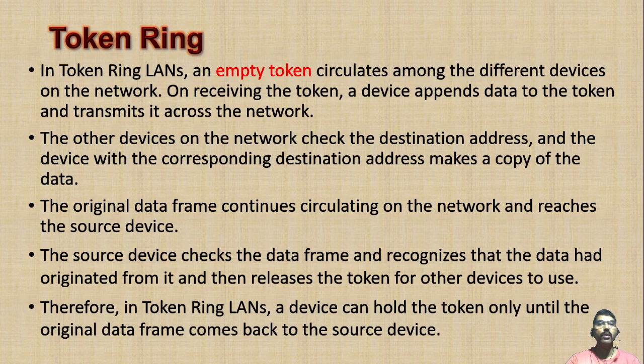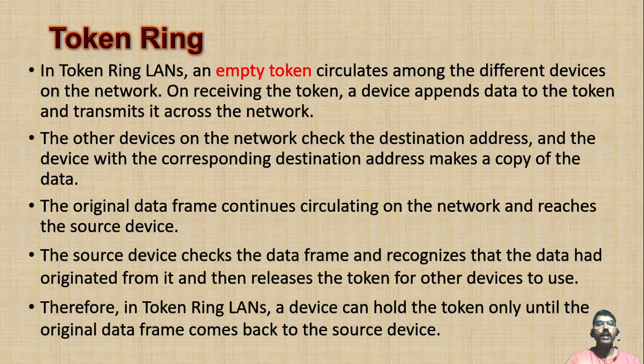How does the token ring work? I will explain with some explanation here. In token ring, we use one empty frame called a token. That token circulates in a circular fashion among the different devices on the network. When any station receives the token, a device appends data to the token and transmits it across the network.